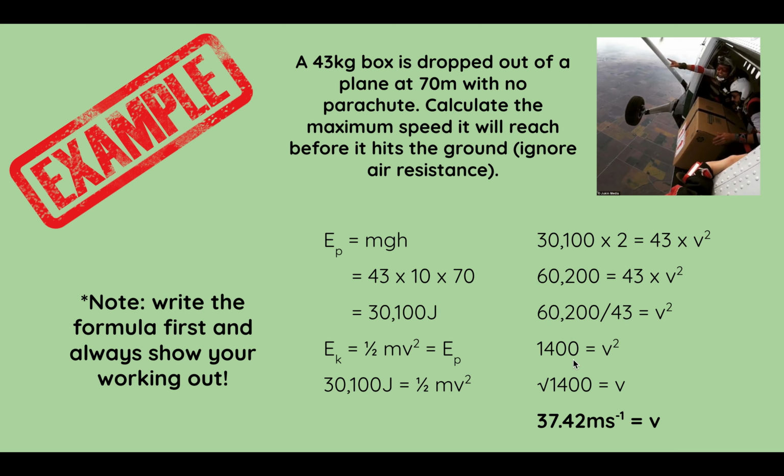Then the last thing I need to do is to do my square root to get rid of the squared. So the square root of 1400 comes out at 37.42 for velocity, and I know that the unit for velocity is meters per second. That is definitely an excellent question. If you can do that, you are a superstar. Go and see your teacher if you need an extra explanation.